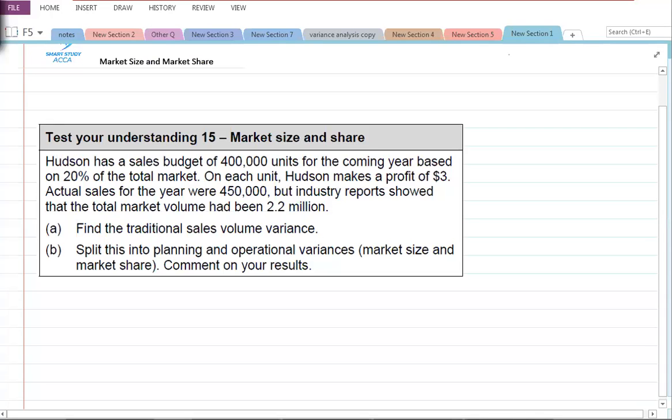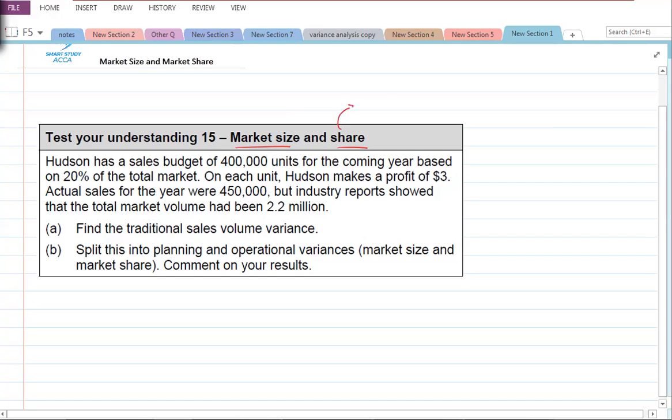Okay, a quick question on market size and market share variance. Market size basically means how much the market is overall. Is the market increasing in size or reducing in size? This is not in our control, right? We cannot change it. The market share basically means how much of that market do we have, right? This is in our control.